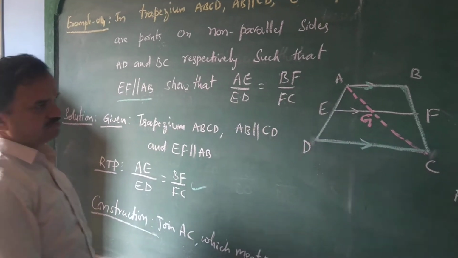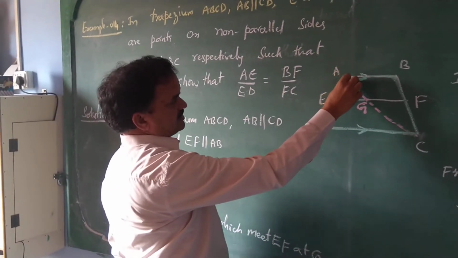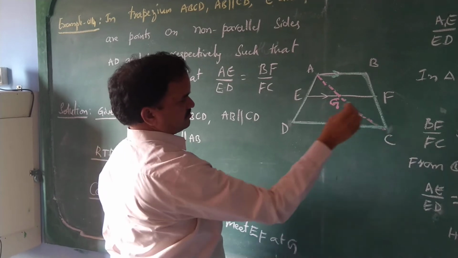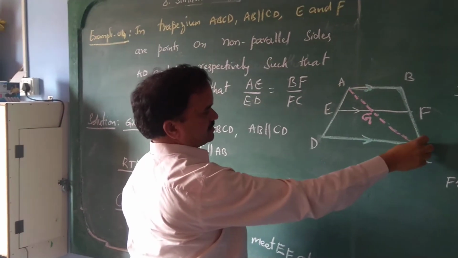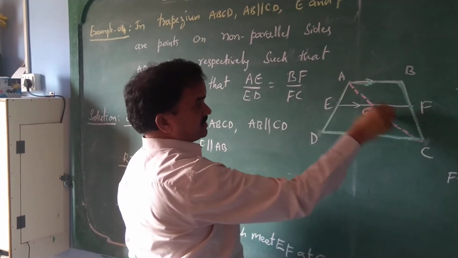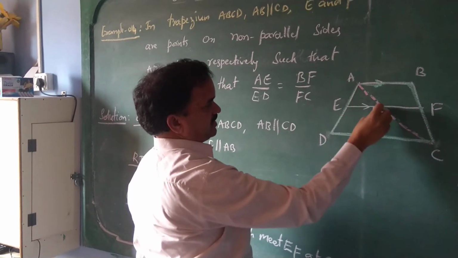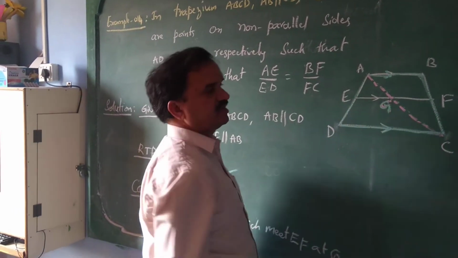Next, construction. This line here is not a dotted line. It is a construction. Join AC. It's a diagonal. This AC meets EF at G.